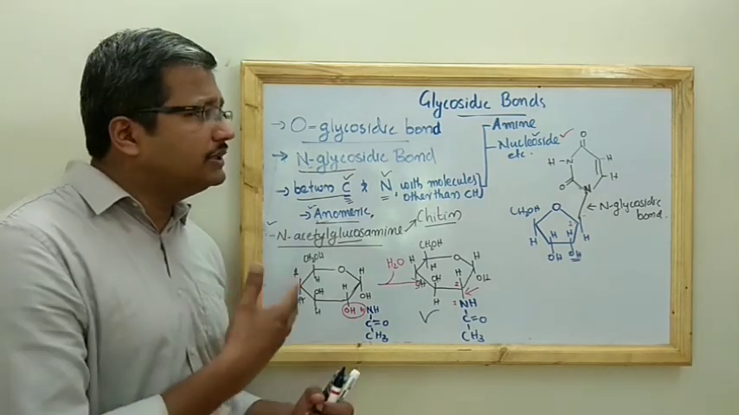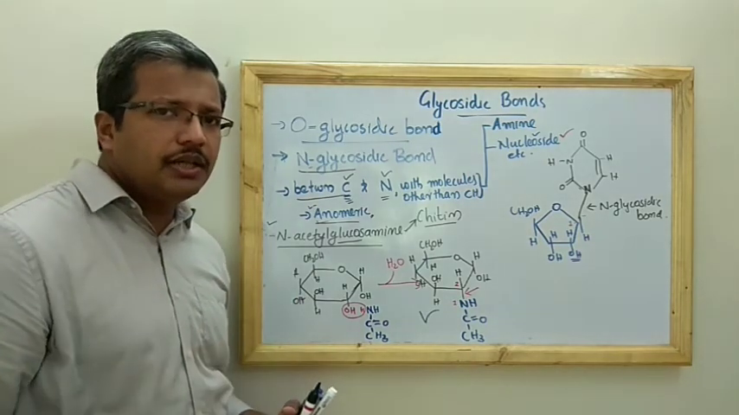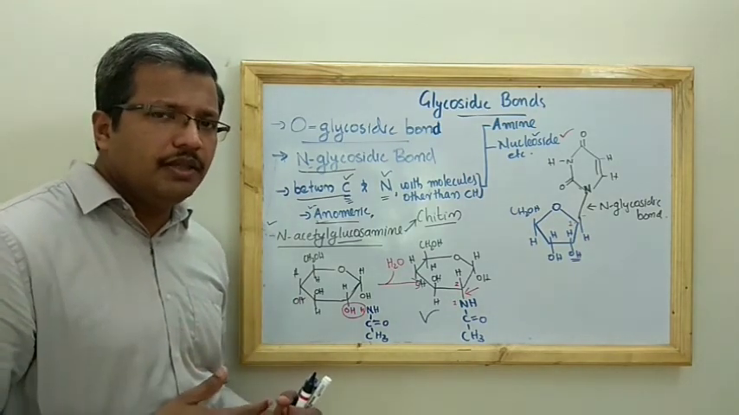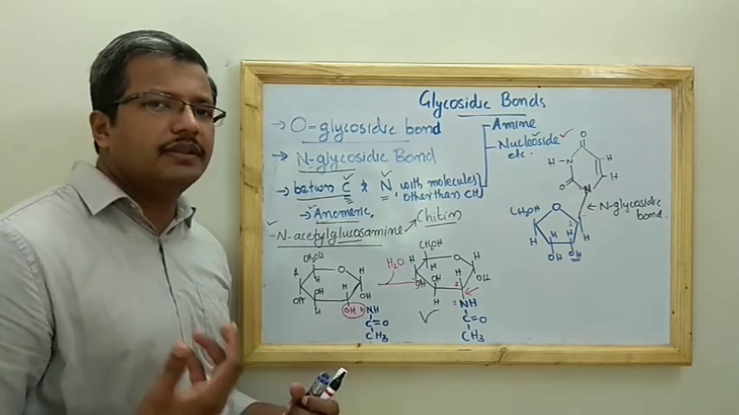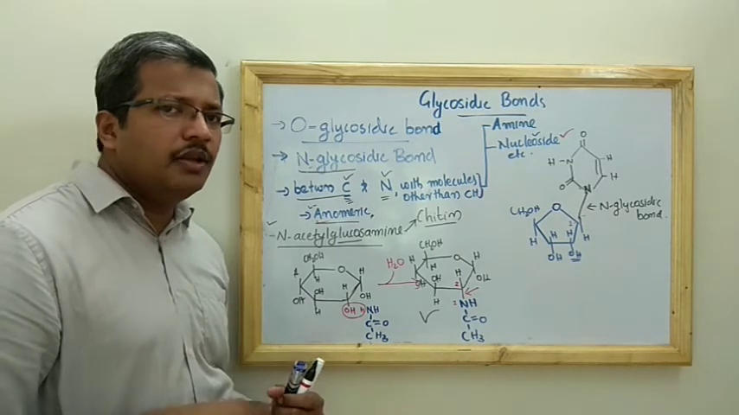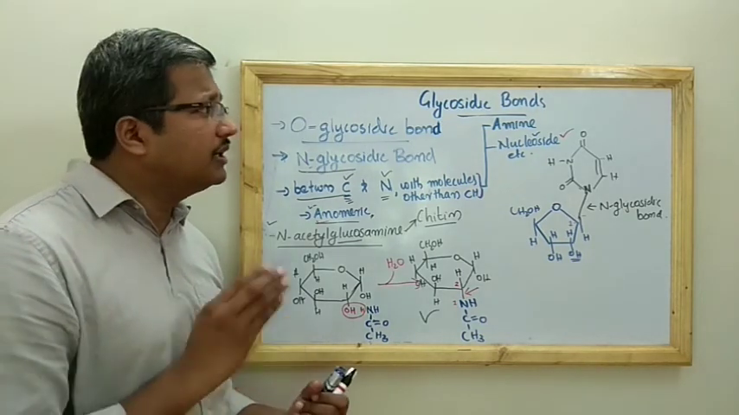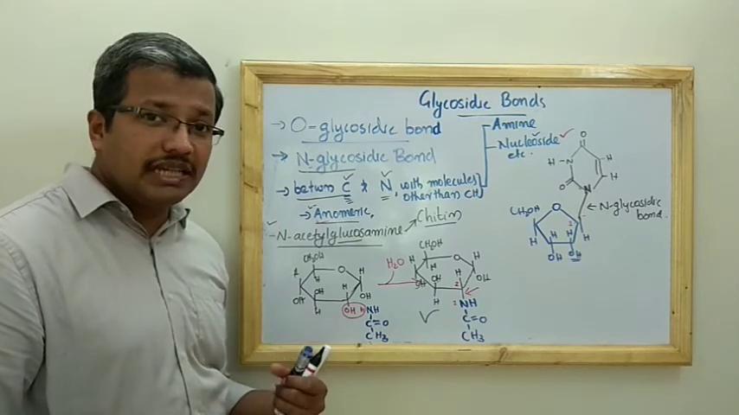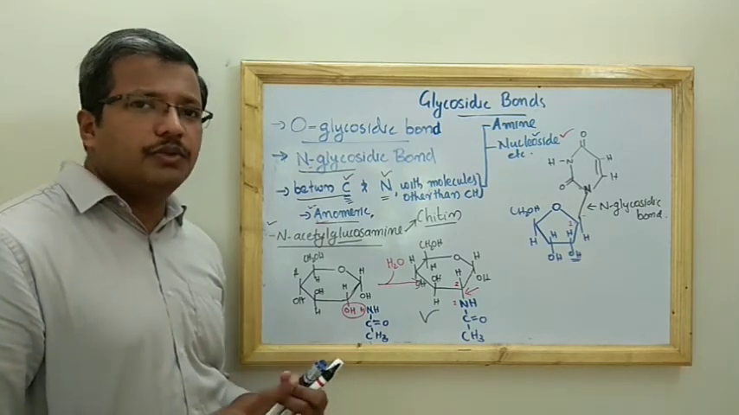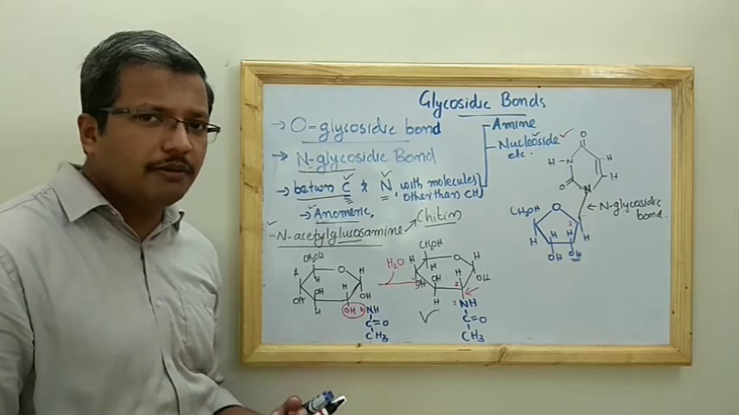So you have to revise the entire video and make sure that you are learning it properly, so that you can easily answer the 4 mark question. It will be coming. So two 4 mark questions come under the glycosidic bond. First is to describe the disaccharides, and second is to describe the glycosidic bond.